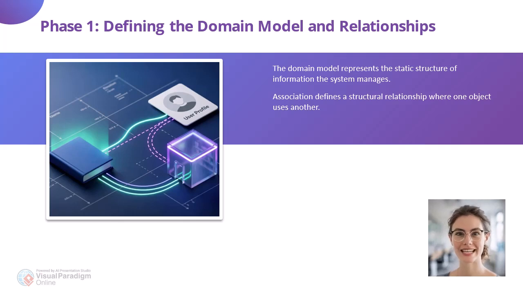This connection indicates that one entity relies on another, such as a member borrowing a book, establishing the fundamental links between different objects. Understanding whether objects can exist independently or depend on each other is crucial for managing data integrity and lifecycle events within the system.